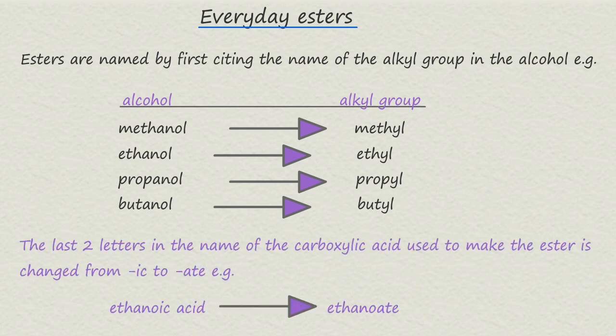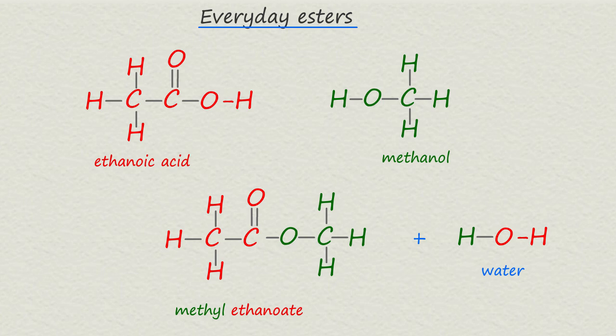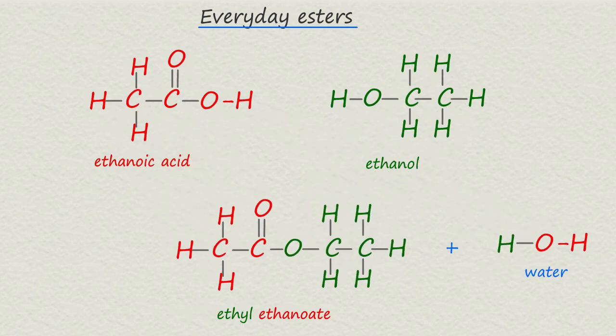And for the carboxylic acid used to make the ester molecule, we simply change the last two letters in the name of the carboxylic acid from the letters IC to the letters ATE. So, for example, the ester we saw formed from the alcohol methanol and the carboxylic acid ethanoic acid previously will be called methyl ethanoate. And if we use ethanoic acid and the alcohol ethanol, then the ester this time will be called ethyl ethanoate.